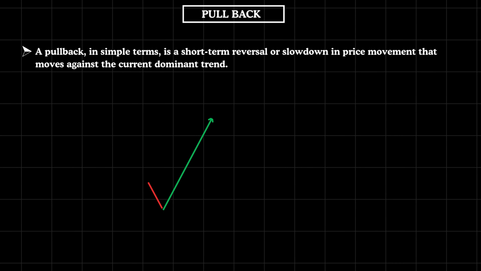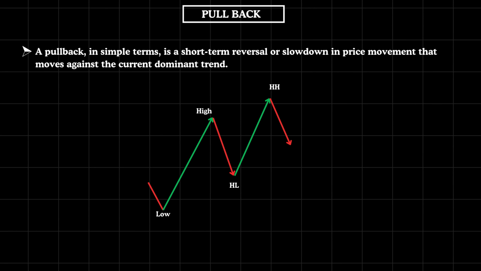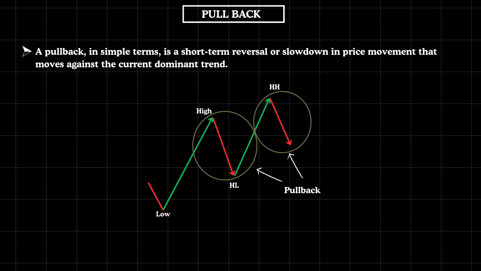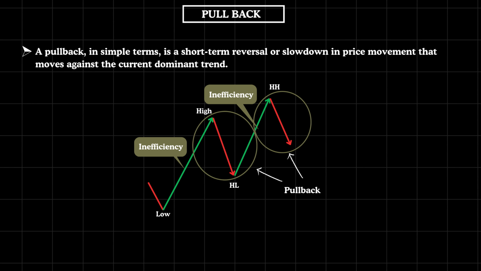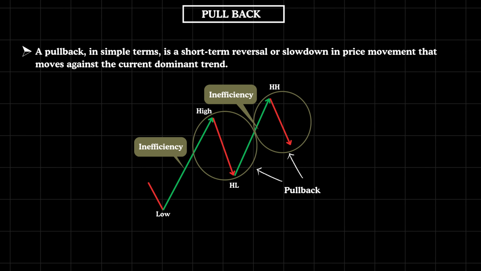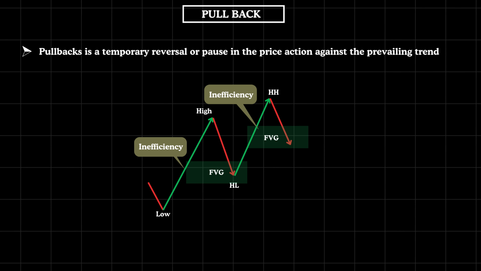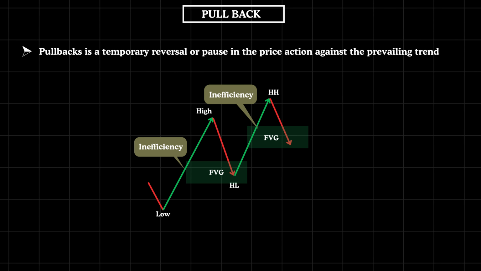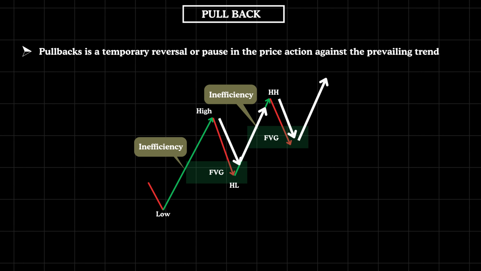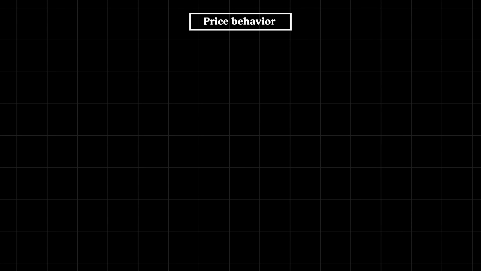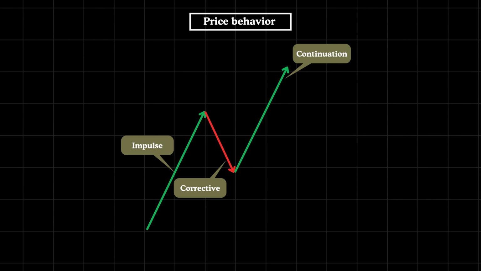A pullback, in simple terms, is a short-term reversal or slowdown in price movement that moves against the current dominant trend. It typically forms when buying and selling forces compete for control, leading to a trending or impulsive shift that generates internal liquidity, marked by inefficiencies or static zones waiting to be tapped or completed. As a result, the price temporarily moves against the prevailing trend, sweeping internal liquidity or resolving static liquidity, before resuming in its primary direction. Price behavior is generally divided into three major components: impulsive, corrective, and continuation phases.